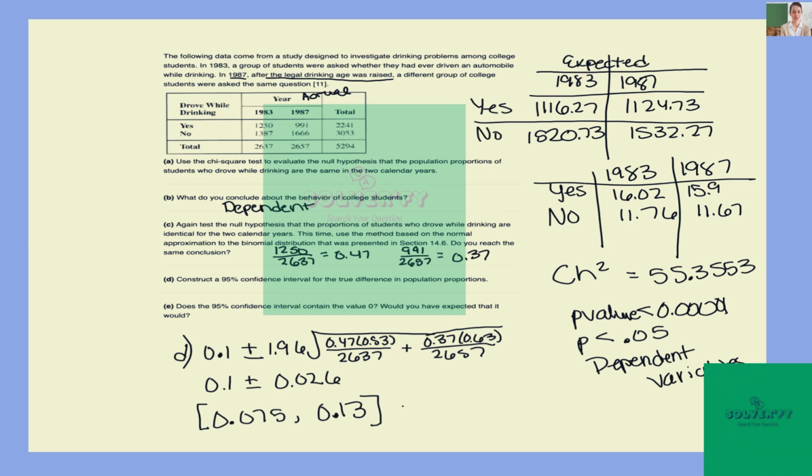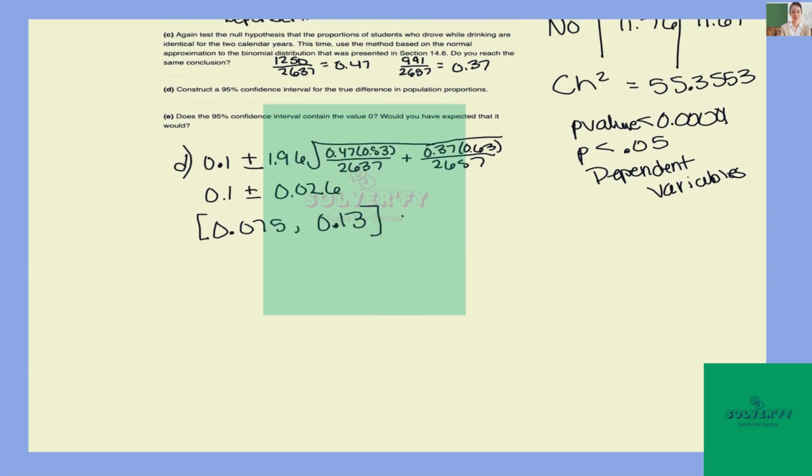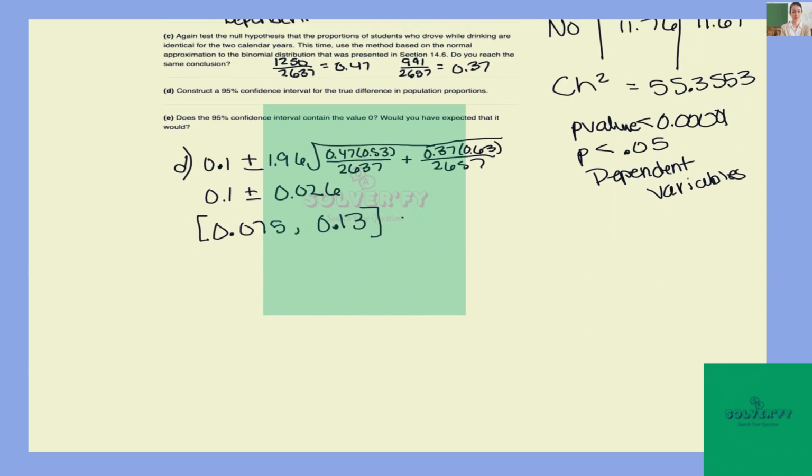So for answering E, does the 95% confidence interval contain the value of 0? Would you have expected that it would? So with it being dependent, yes. So the 95% confidence interval does not contain 0. So there is a difference between the two.